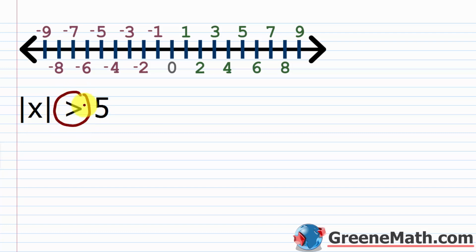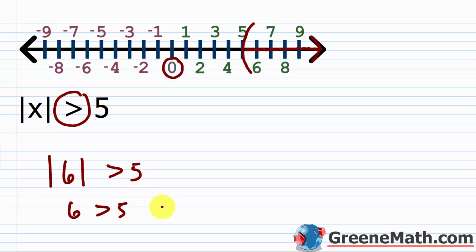So to find this, I could start at 0, and I could go 5 units to the right, and I could shade from 5 on, but 5 wouldn't be included because it's got to be strictly greater than 5. So I'll put a parenthesis at 5, or you can use an open circle if that's what you're doing in your class. And I want to shade everything to the right here because that would be part of my solution, right? So if I plugged in a 6 there, absolute value of 6 is 6. 6 would be greater than 5. That's true, okay? So that would work.